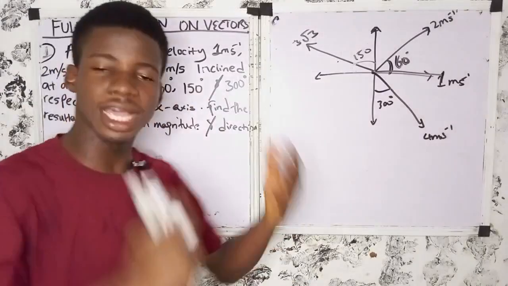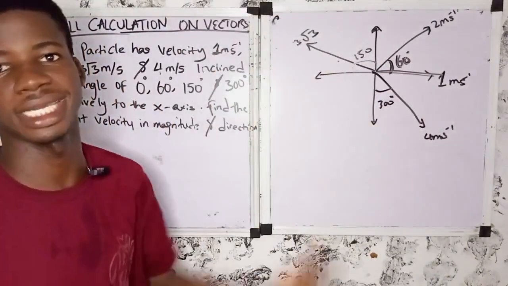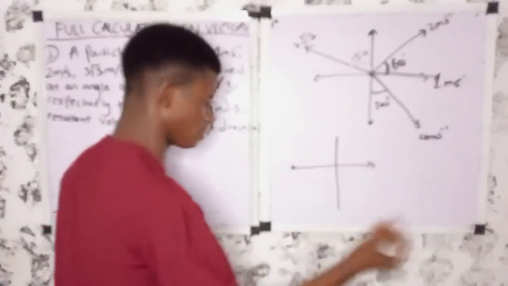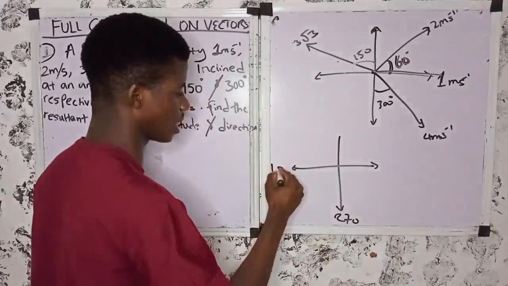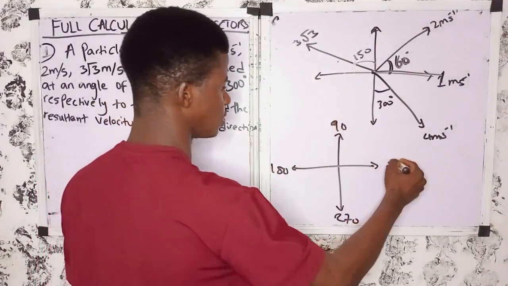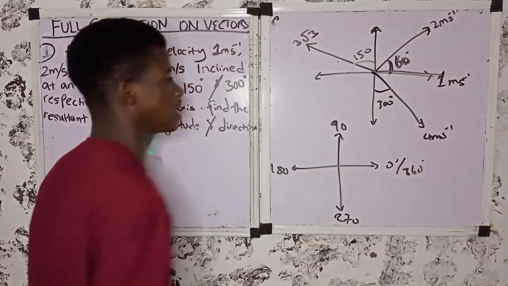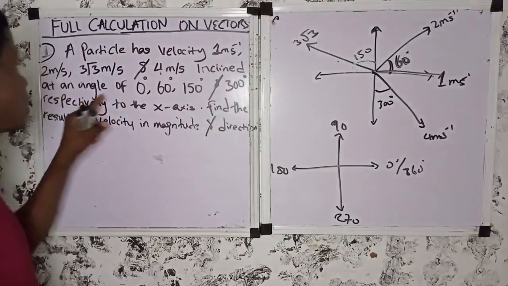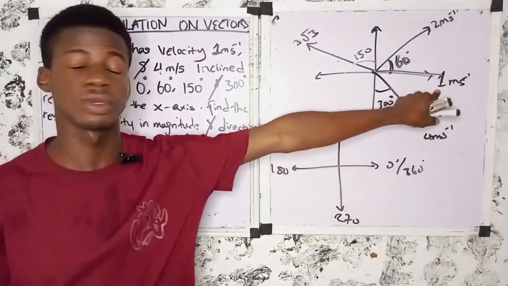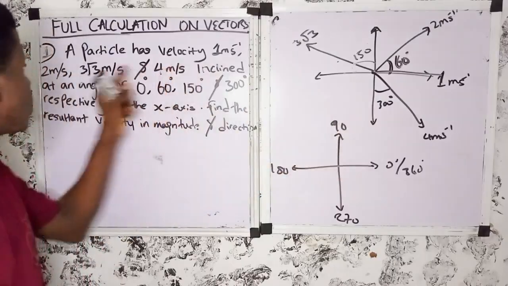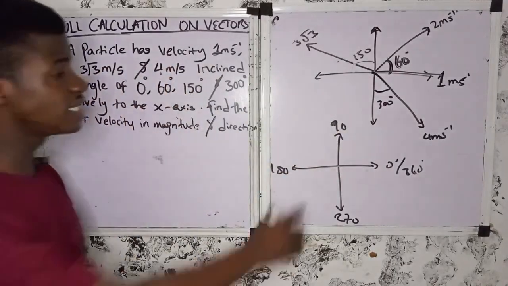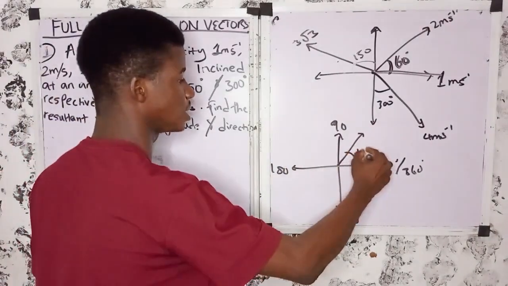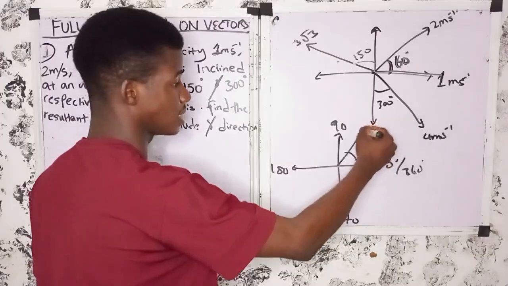Now you might ask, how do I know how to arrange this? It's very easy. Remember, I told you previously that here is 270, here is 180, here is 90, here is 0 or 360, right? Our very first velocity was inclined at 0 degree, so that is why here is 1. Then the second one, 2, was inclined at 60 degree. Since here is 90, the 2 will be somewhere here, right? Here will be 60 degree.